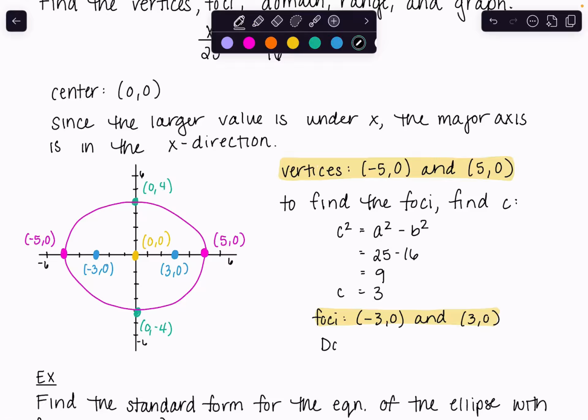Last thing we need is just the domain and the range. And this we just utilize the graph for. So for our domain, the farthest left we go is -5. The furthest right is +5. And then for the range, those y values are trapped between -4 and 4. So that is everything we need to know about this ellipse.